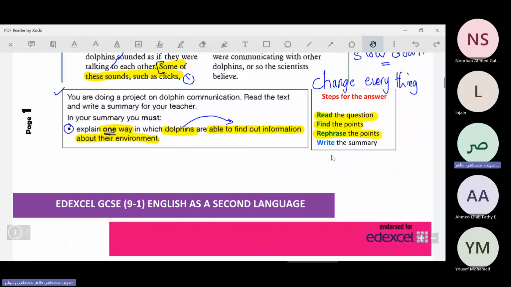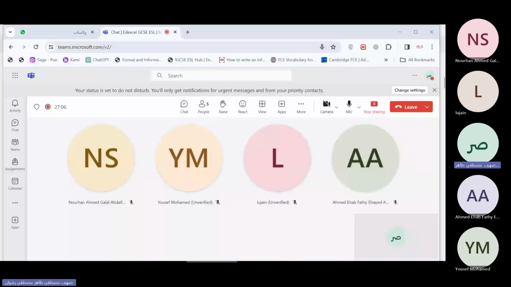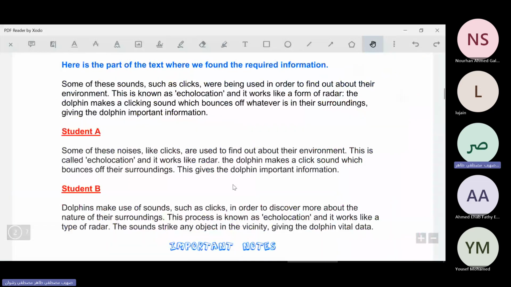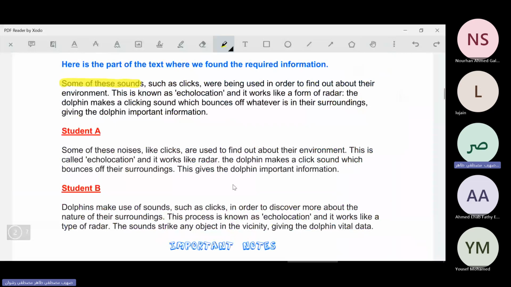So what's our step now? We read the question. We found the point. So our task now is to rephrase the point, and then it will be included in our summary. Let's see these two examples. This is the fact we are looking for: some of these sounds, such as clicks, were being used in order to find out the environment. This is known as echolocation, and it works like a form of radar.